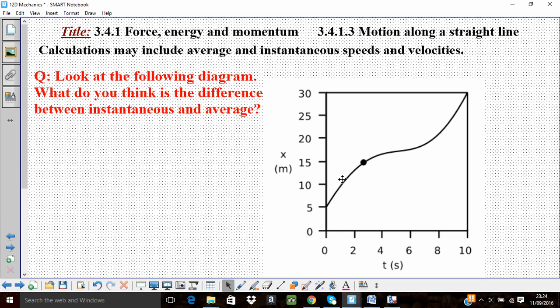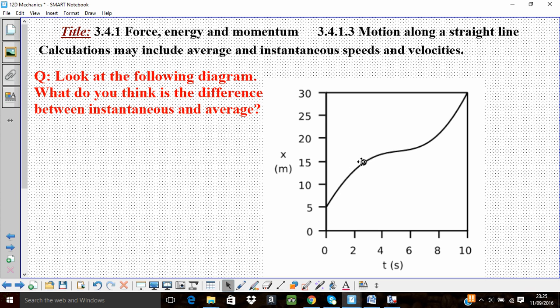But we see that the object's path was not done in a straight line. It took the object 10 seconds to go from 5 to 30 meters. Here, what is the difference between instantaneous and average? Now, if we need to calculate the average, we know that the overall displacement is 25 meters, the overall time is 10 seconds, so that means the average should be 2.5 meters per second.